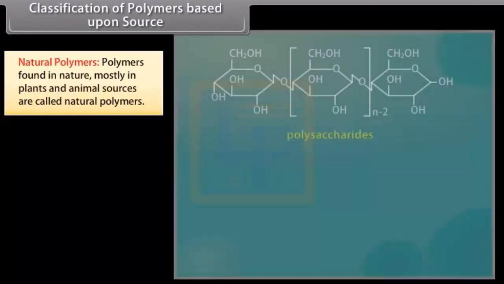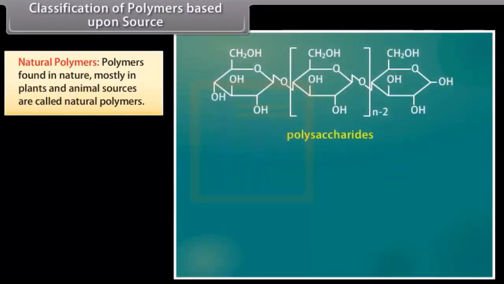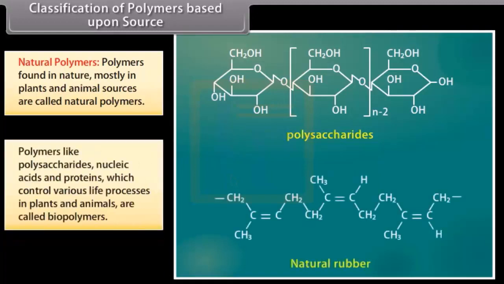Classification of polymers based upon source. Under this type of classification, there are three subcategories. Natural polymers. Polymers found in nature, mostly in plants and animal sources, are called natural polymers. For example, polysaccharides, proteins, nucleic acids and natural rubber. Polymers like polysaccharides, nucleic acids and proteins, which control various life processes in plants and animals, are called biopolymers.